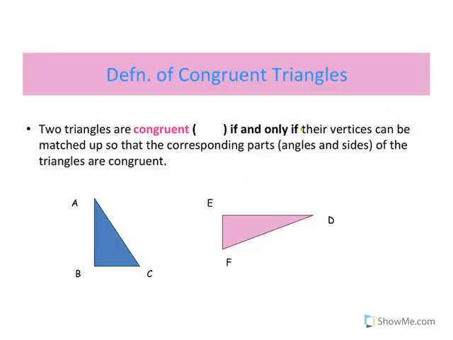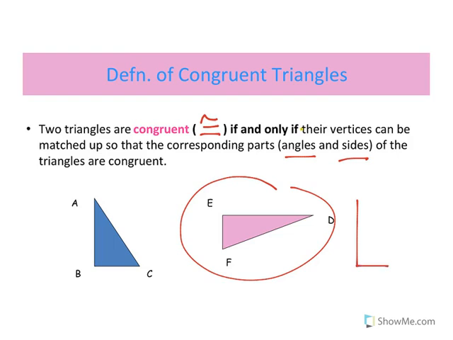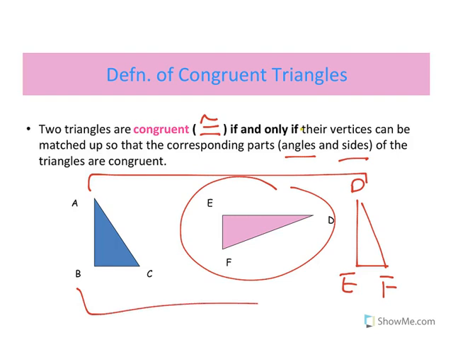See that two triangles are congruent. We're using this notation if and only if their vertices can be matched up so that the corresponding parts, angles, and size of the triangles are congruent. So we need to rotate this triangle to match up, so then we can have this. Then this becomes our D, E, and F. So we're comparing A to D, and B to E, and C to F.